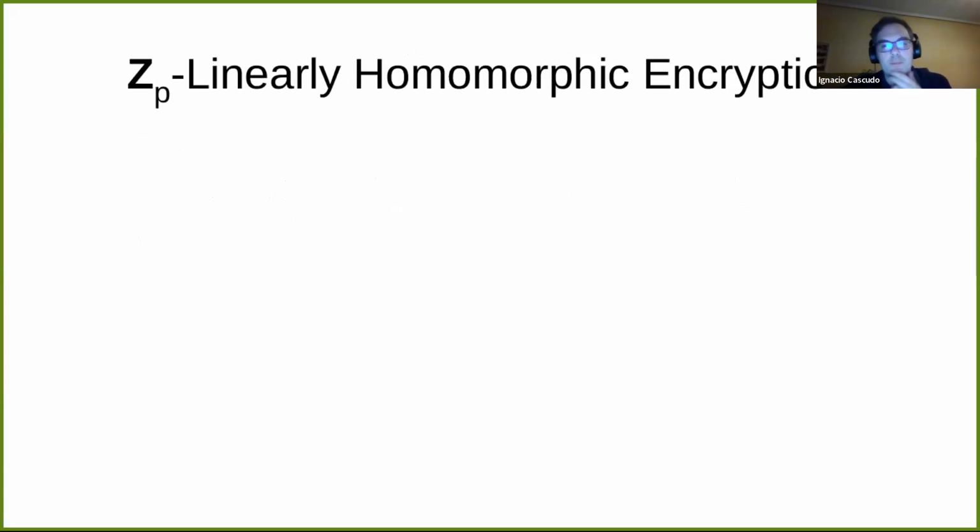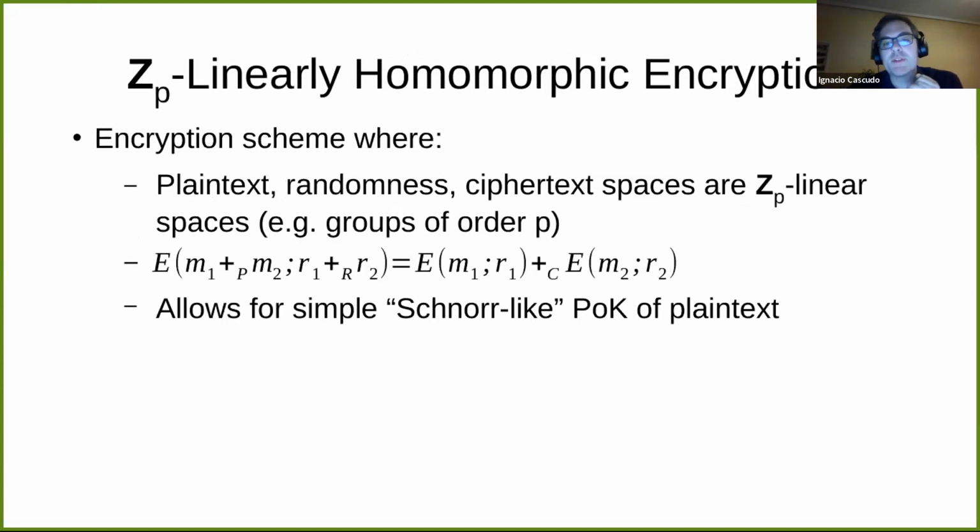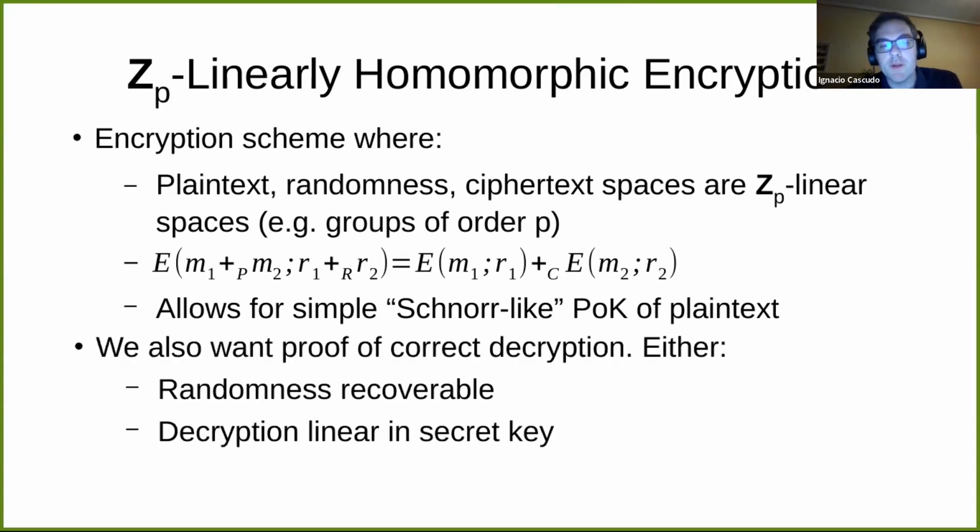The first one is based on this notion of linearly homomorphic encryption. Essentially, what we want here is an encryption scheme where the plain text, randomness, and ciphertext spaces are linear spaces over some field. So, for example, they could be just groups of order P, where P is a prime, and that encryption is homomorphic in both the message and the randomness. This basically allows for simple proofs of knowledge of the plain text. And another thing that we want from this encryption scheme is that it has a proof of correct decryption.